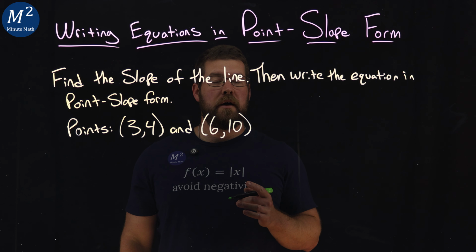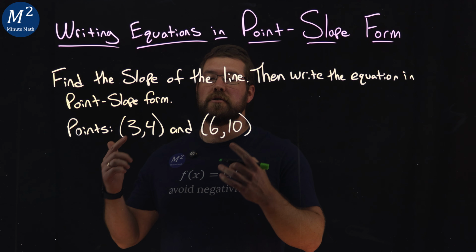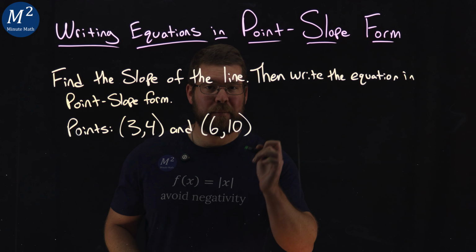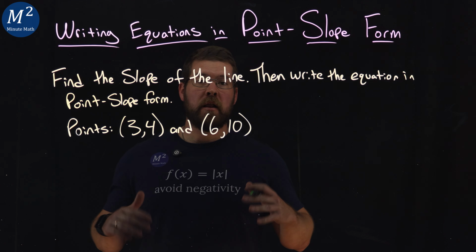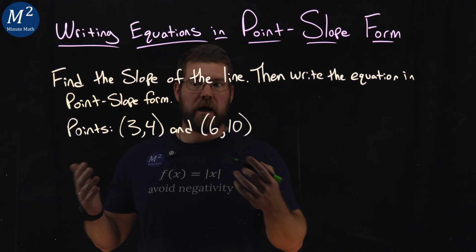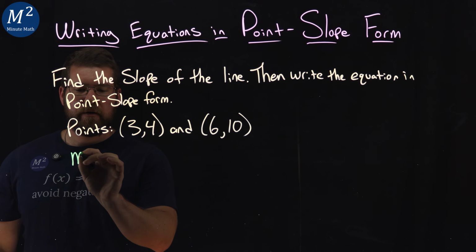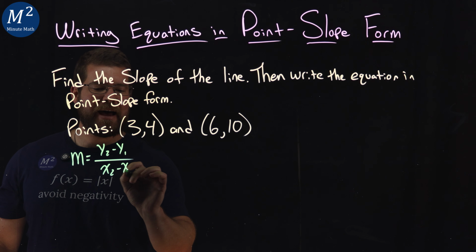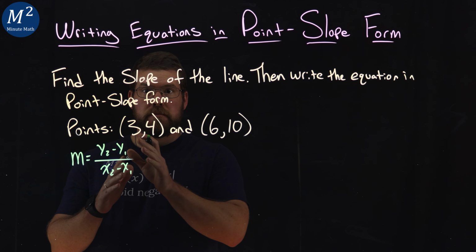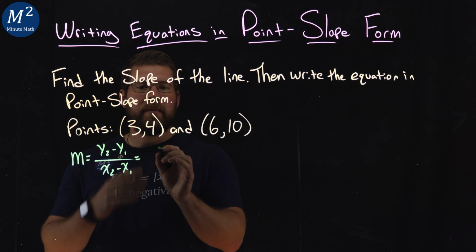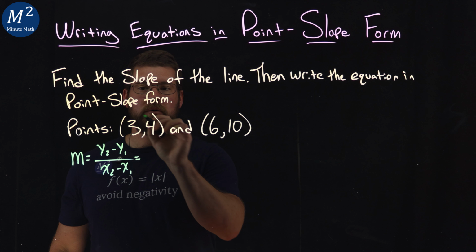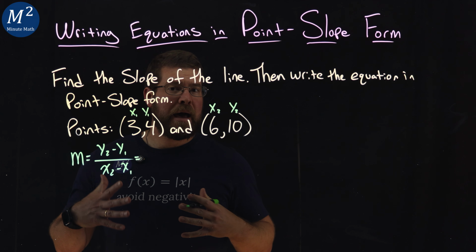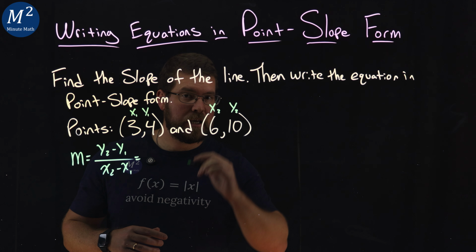Find the slope of the line. Then write the equation in point-slope form. And we're given these 2 points, 3, 4, and 6, 10. We first want to find the slope of this line. We have 2 points. So our formula, m, slope, is y2 minus y1 over x2 minus x1. And so now we can take our points here and plug them into the formula. Let's make this one here our point 1 and this one point 2. So we have x1, y1 here, and x2, y2 here. It doesn't matter which one you choose as point 1 and point 2, just keep it consistent.